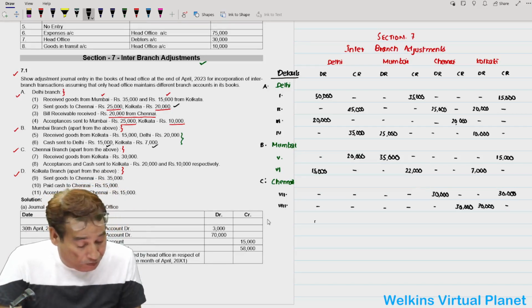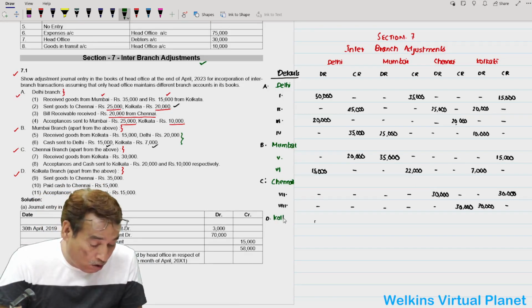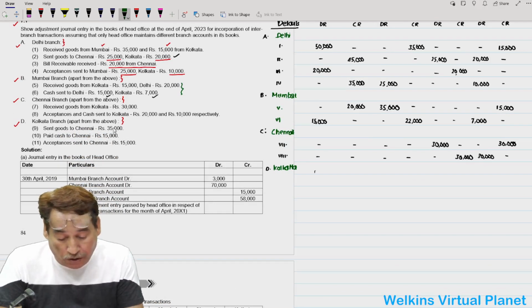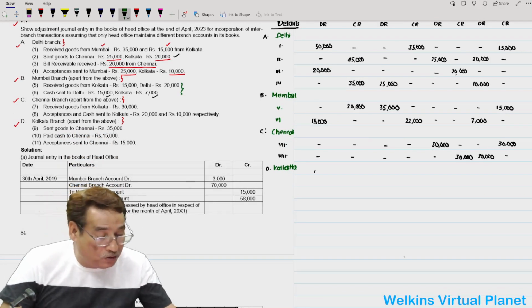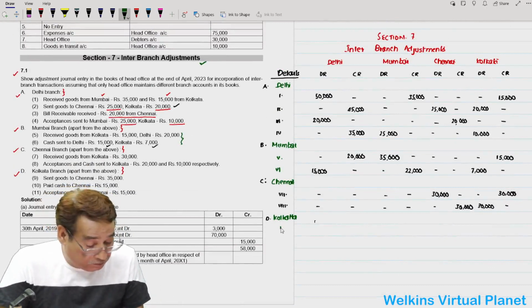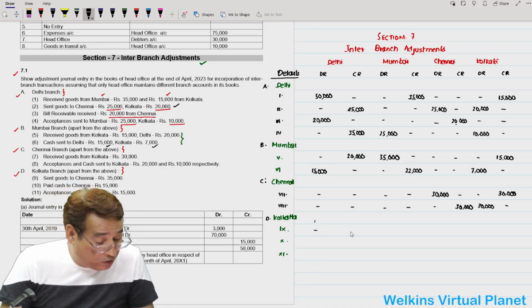Then we have finally Kolkata branch. As far as Kolkata branch is concerned, there are three transactions: sent goods to Chennai. Kolkata branch is sending the goods to the Chennai branch. Kolkata and Chennai. Transaction number 9, 10, and 11. It is very difficult to present it. Anyway, send goods to Chennai. Mumbai is not involved. Delhi is not involved at all.